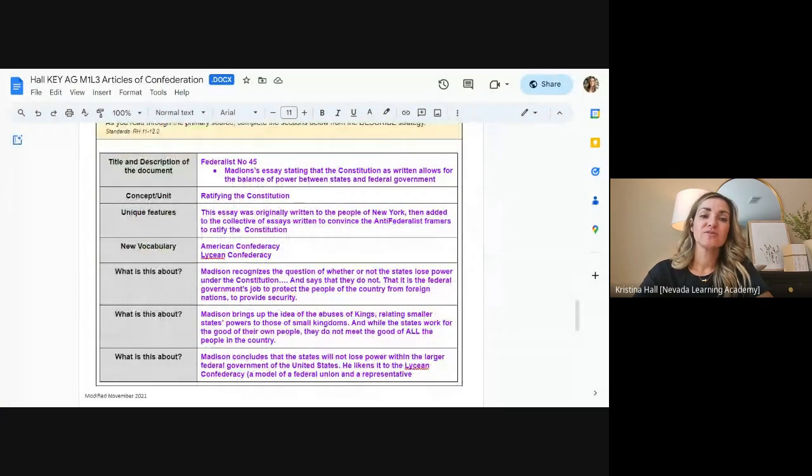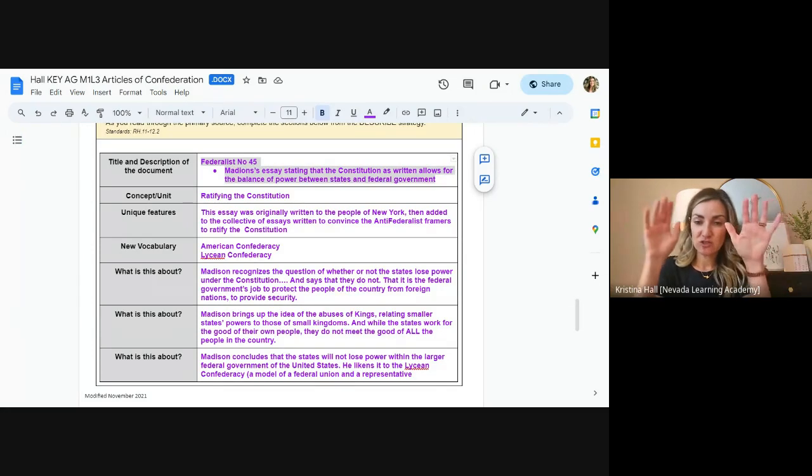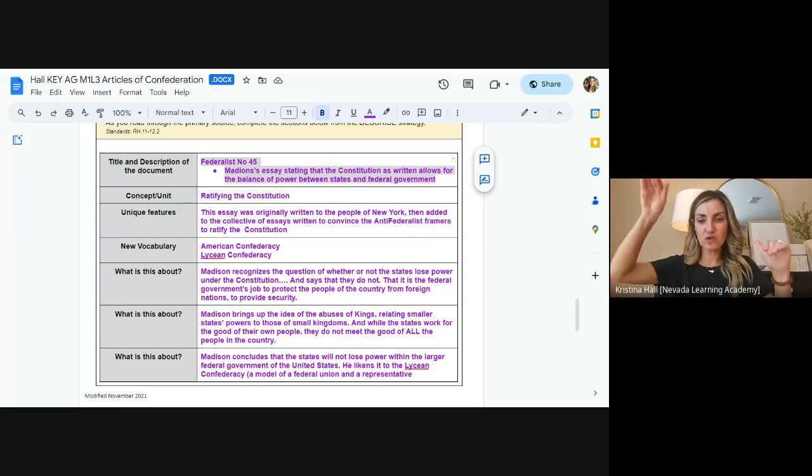All right, so title and description. Again, this is a document that comes directly from the lesson. This is literally one of those papers that James Madison wrote that was trying to convince people why having a new system of a federal government would be better. So the title: Federalist number 45, Madison's essay stating the Constitution as written allows for a balance of power between state and federal. This paper in particular is trying to convince people that, don't worry, the way this Constitution is written, it's very clear what the federal government gets to do and what the states get to do. So you don't have to worry about it being unclear.